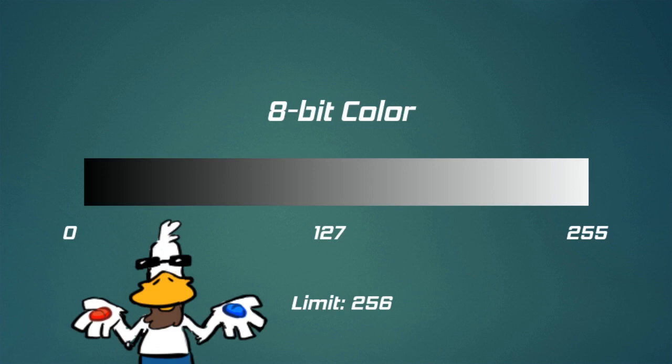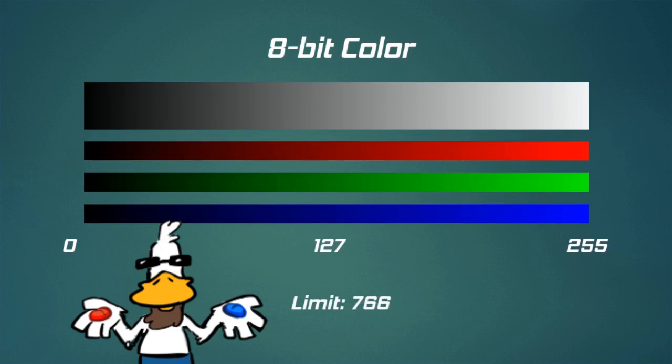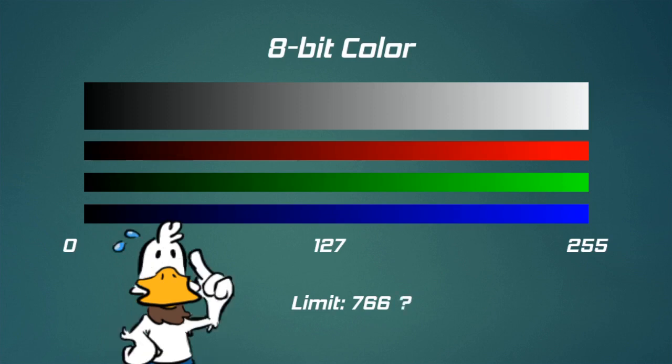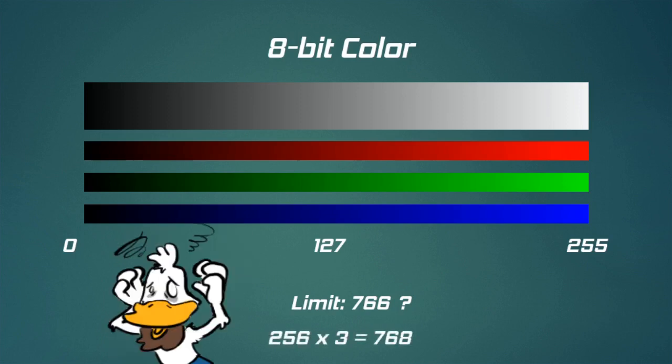But what if I told you we can go even higher and overcharge the shader by taking each individual channel to reach an outstanding 766 color limit? Wait a minute, 766? 256 multiplied by 3? That gives us 768. What is happening here?